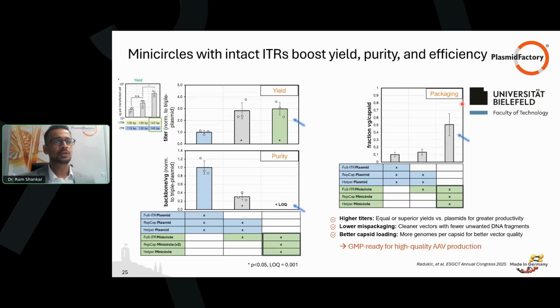Again, looking at the packaging efficiency, you see a very clear increase in the fraction of vector genome to the capsid while using all the constructs in the minicircle conformation and while using full-length ITR sequences. To put it simply, we have higher titers, we have high purity due to low mispackaging, and we have a better capsid loading. Okay. And considering all of these together with our GMP facility, and we have our high quality production, you can actually start producing your GMP grade AAV vectors using these best conditions possible.